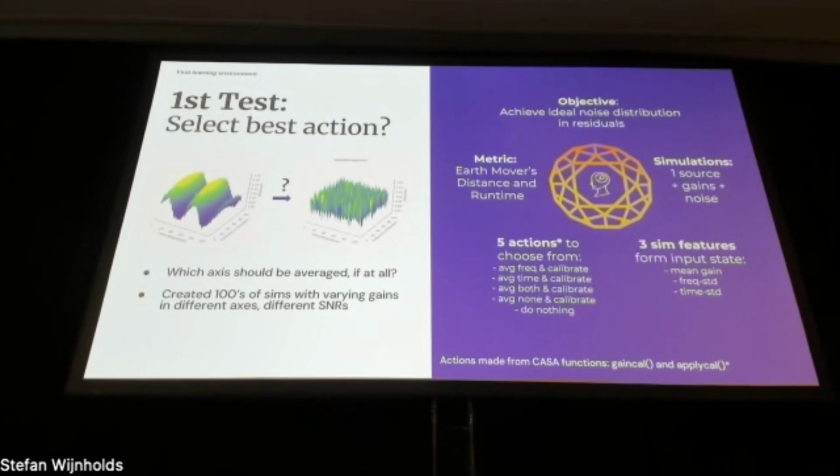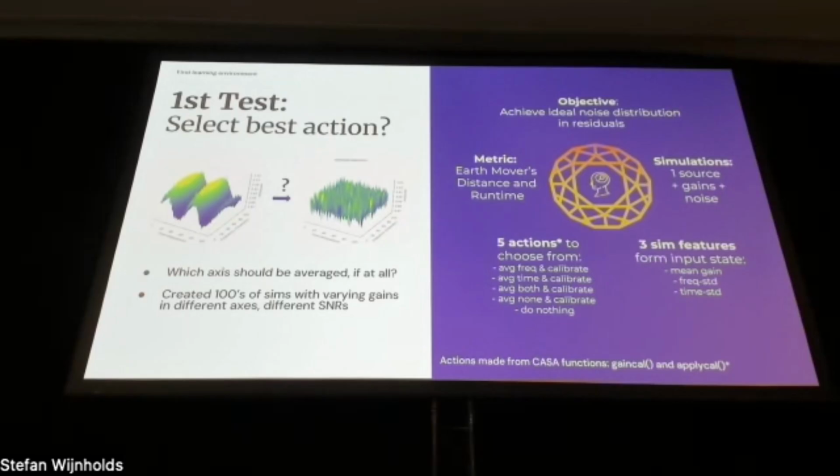And then the three features that we used from these data sets were just the mean gain, the frequency standard deviation, and the time standard deviation. Then we gave it 5 actions that it could play with, which is essentially an action for each axis that it could average across, plus a few combinations. So it could average frequency, time, it could average both axes, average across neither axis, or do nothing. And all of these actions were actually built on CASA's applycal and gaincal tasks.